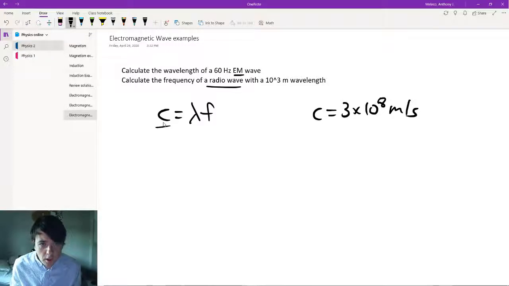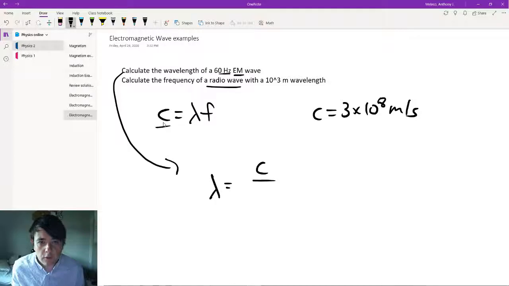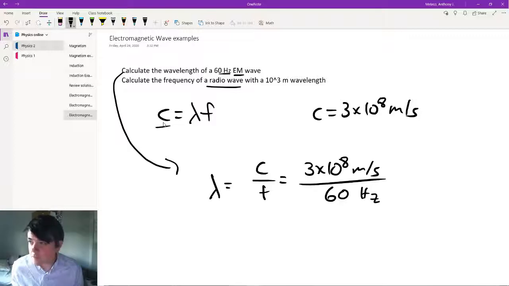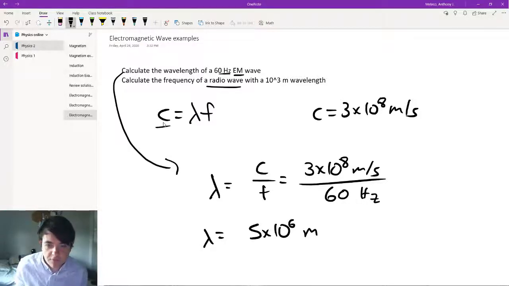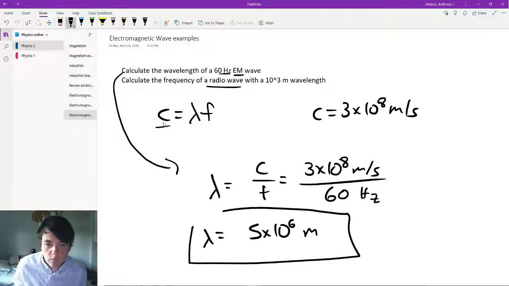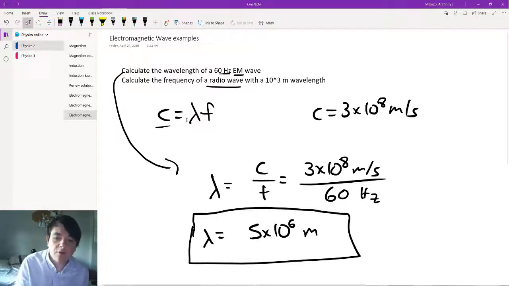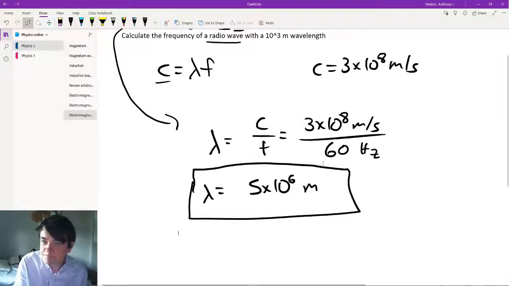So for part A then, 60 hertz, that's the frequency. So the wavelength will be C divided by the frequency, 3 times 10 to the 8th meters per second over 60 hertz. And what I get is actually a fairly large wavelength. This will be even larger than a radio wave, so pretty massive. It's just 5 times 10 to the 6 meters, if you just divide that out.